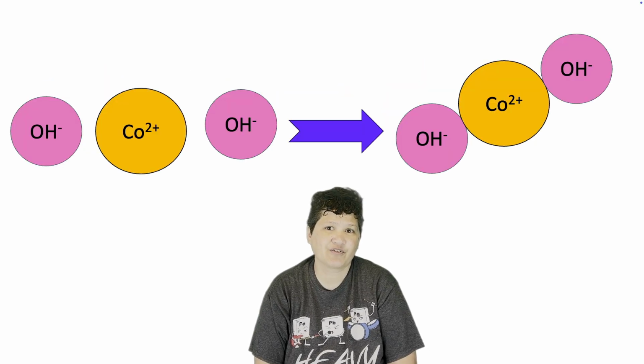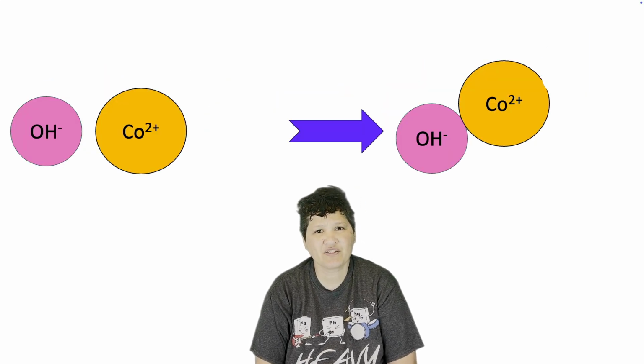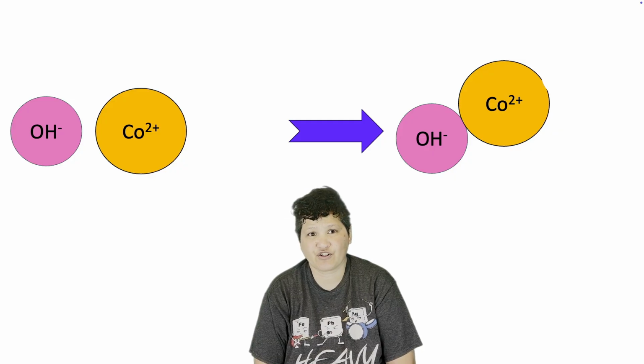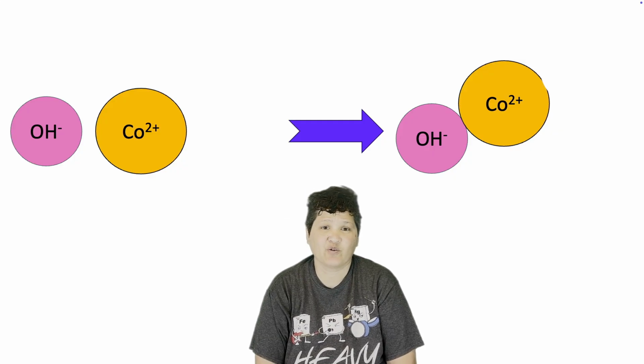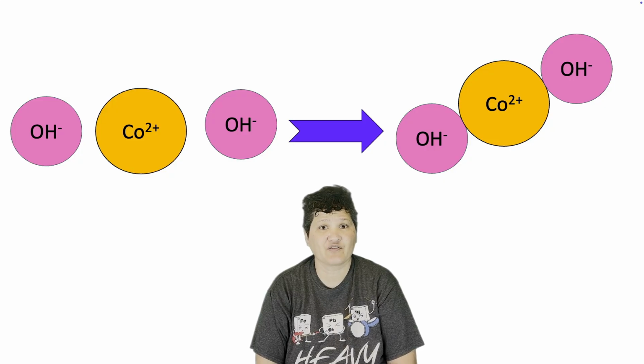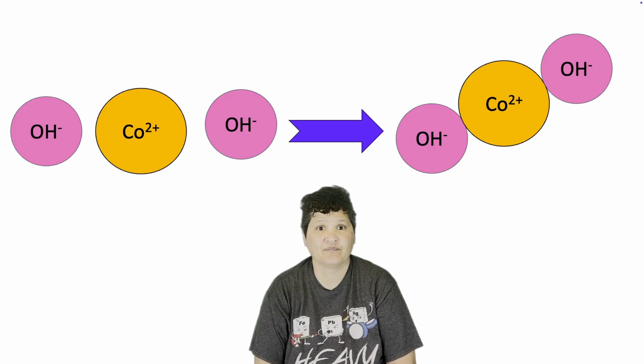In the case of cobalt-2 hydroxide, cobalt has a +2 charge and hydroxide has a -1 charge. If you just had one cobalt ion and one hydroxide, that would give you an overall charge of +1. In order to make an ionic compound with a neutral charge, you'd need 2 hydroxide ions for every cobalt atom.